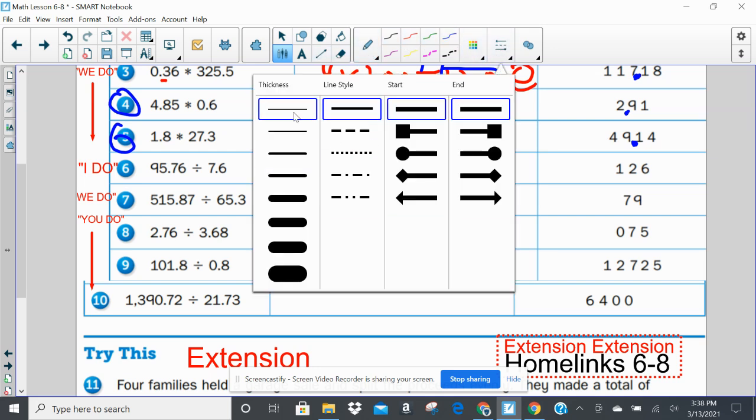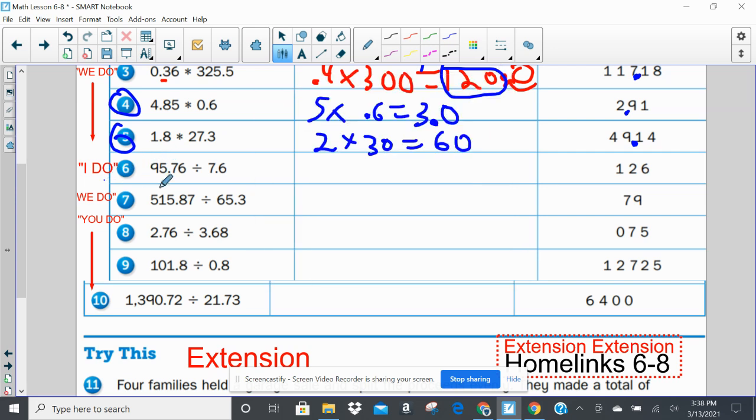Okay, so just watch me on this first one. The first thing I have to do is make my divisor a whole number. So if I move that over here, I would have 76. If I do whatever I do here, I have to do here.